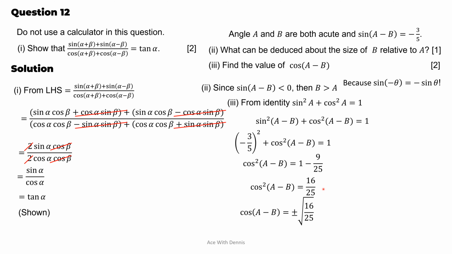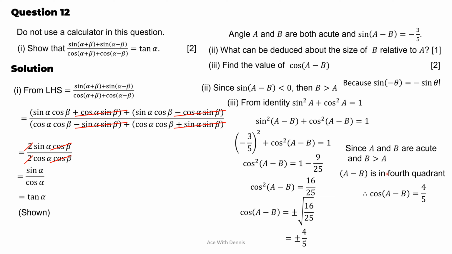Therefore, cosine (A minus B) equals plus or minus the square root of 16 over 25, which is plus or minus 4 over 5. Since A and B are acute, as given by the question, and B is greater than A, A minus B must be in the 4th quadrant. Therefore, cosine (A minus B) equals 4 over 5, as cosine in the 4th quadrant is positive.